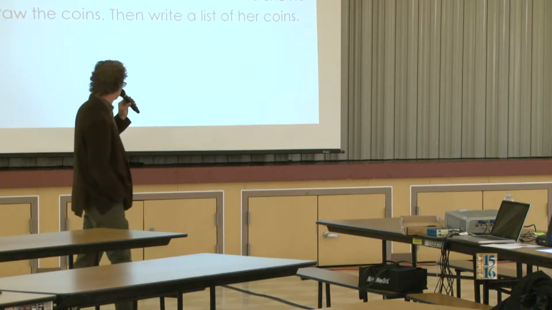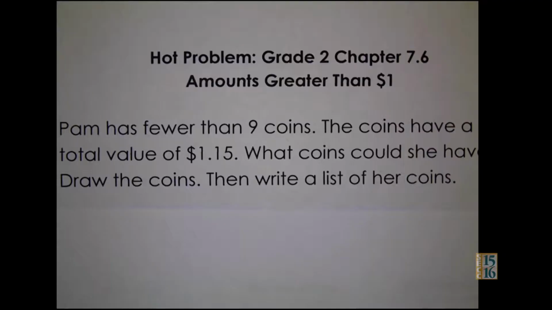So here is the problem as written in the Go Math manual. Pam has fewer than 9 coins. The coins have a total value of $1.15 and 15 cents. What coins could she have? There's a question mark after have. Draw the coins, then write a list of her coins.